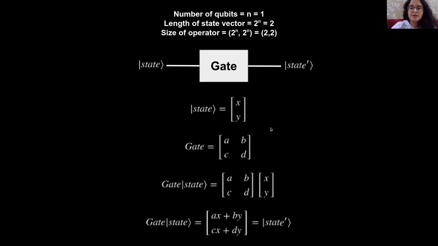Because right now we're talking about single qubit gates, that means that the number of qubits n is 1. So the length of the state vector is 2, because the formula is 2 to the power n and our n is 1. So the length of this vector is 2, where x essentially denotes the proportion of ket 0 and y that of ket 1. And the matrix that we apply on it is 2 by 2 by the same logic. So all the matrices or gates that we'll be talking about will be 2 by 2.